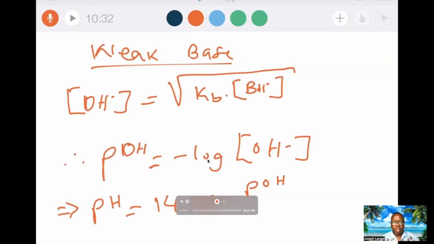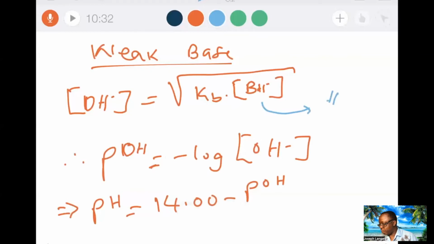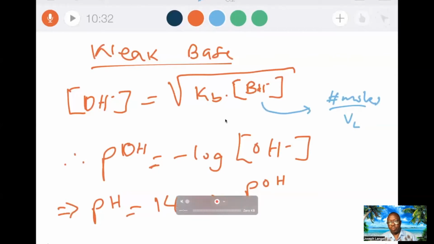So you need to find the pOH first, the negative log of that concentration. The concentration is given by the number of moles over the volume in liters. Whatever you weigh, find the mass, know the volume, and divide. It's going to give you the concentration.